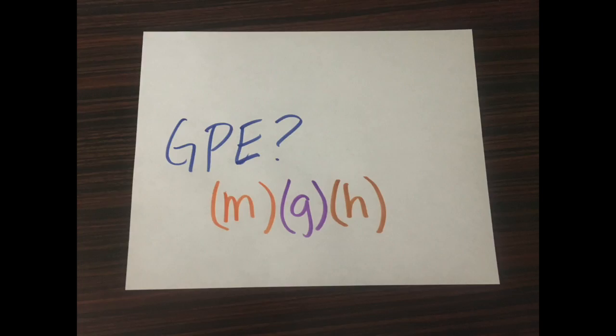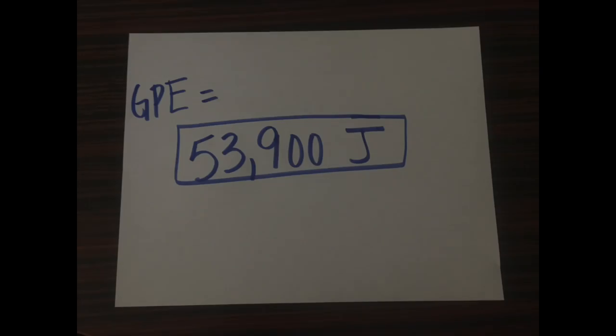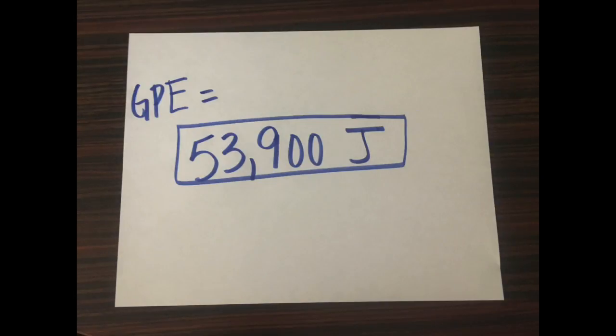That's right, mass times gravitational constant times height. So our mass, 55 kilograms, times our gravitational constant, 9.8 meters per second squared, times our height, 100 meters, gives us the gravitational potential energy of our human. This gravitational potential energy is equal to 53,900 joules.